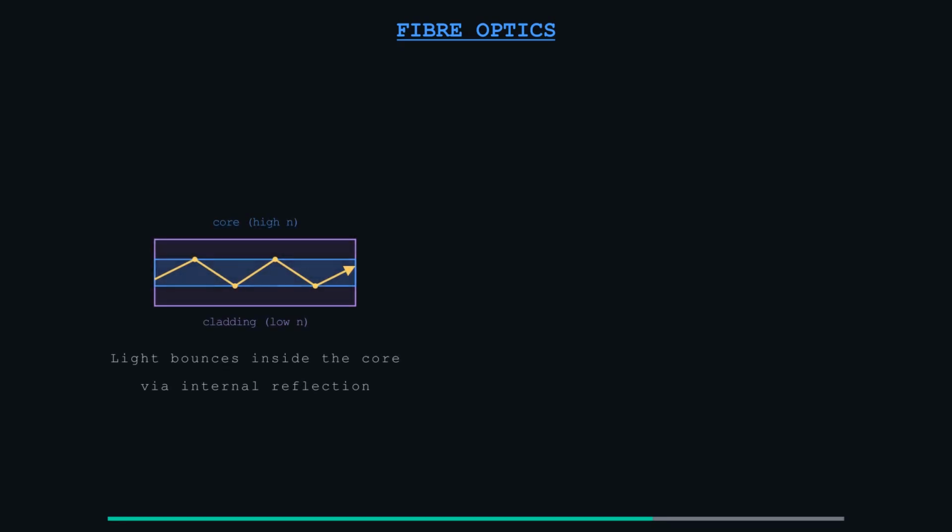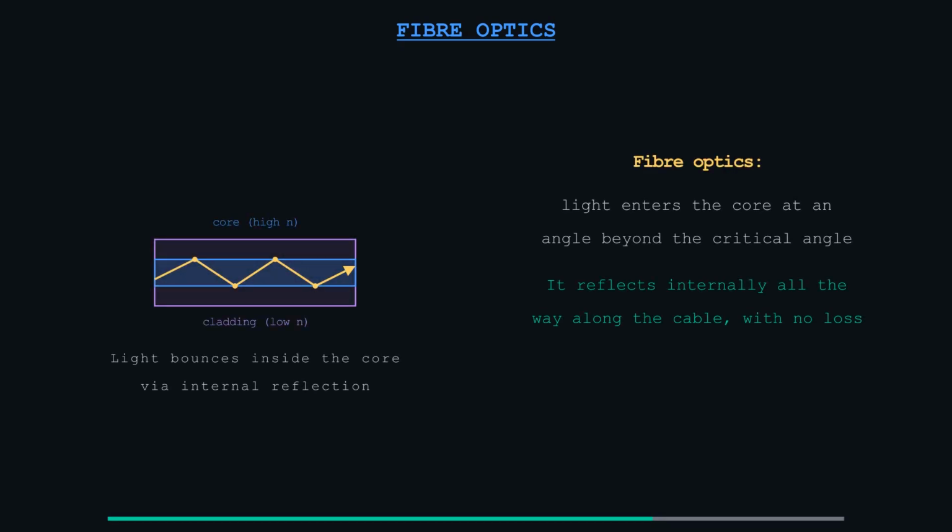A fiber optic cable has a core of glass with a high refractive index, surrounded by a cladding layer with a lower refractive index. Light entering the core at an angle beyond the critical angle undergoes total internal reflection every time it meets the boundary, bouncing back and forth along the whole length of the cable without ever escaping.